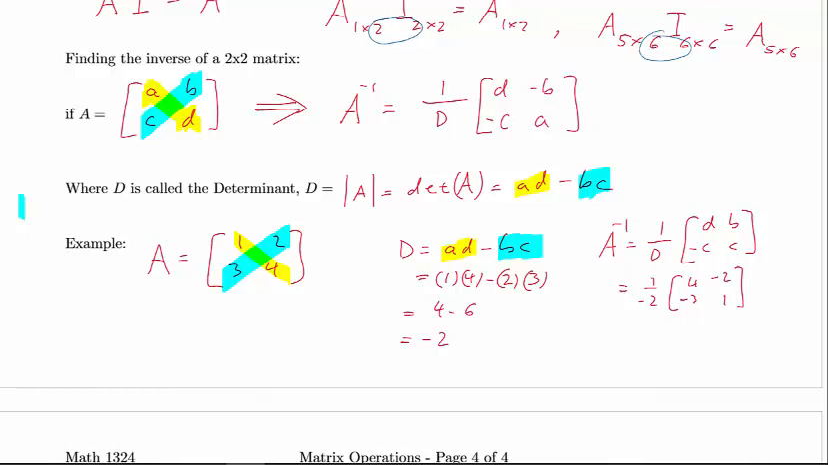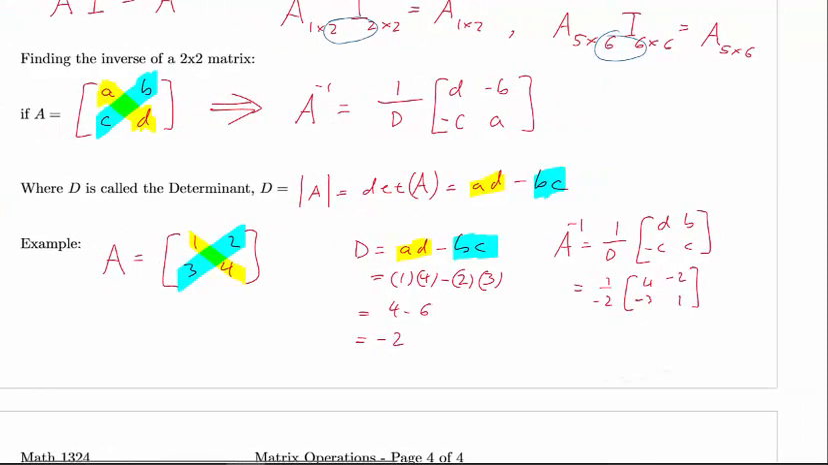Let's go ahead and distribute that scalar quantity of negative 1/2. And so it becomes negative 2, positive 1, 3/2, and negative 1/2. And that's it. That's our inverse matrix. Let's go ahead and run a quick check equation on this.